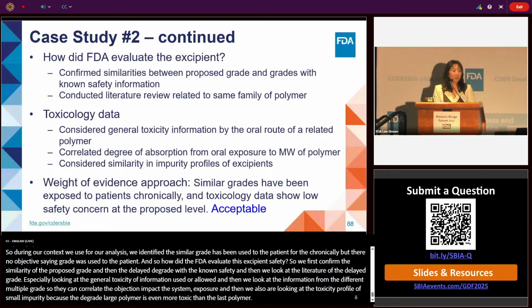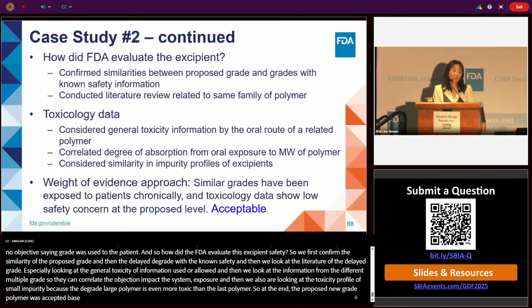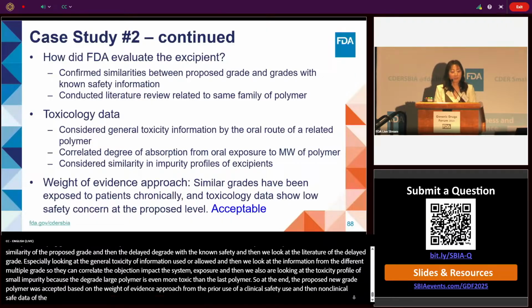So in the end, the proposed new polymer grade was accepted based on a weight of evidence approach from the prior clinical safe use and the non-clinical toxicity safety data of the related grade of the polymer.